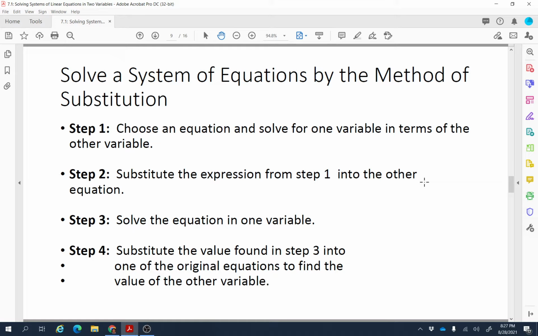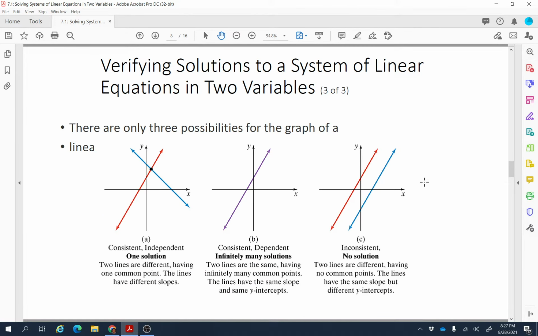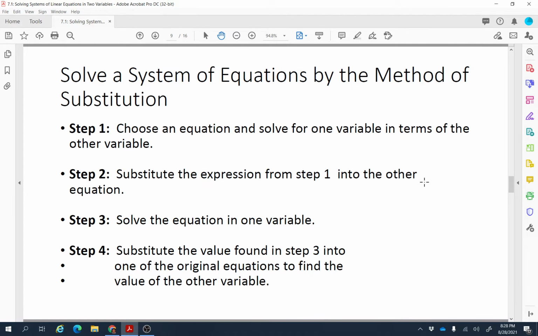So the main goal when we try to solve a system of equations is to find the values of x and y. Graphing is one way for finding the values, but graphing might not always be practical. So that's why we have to learn different ways to solve a system of equations. And the first way we're going to talk about is the substitution method.